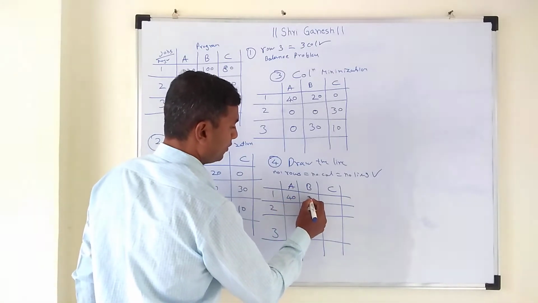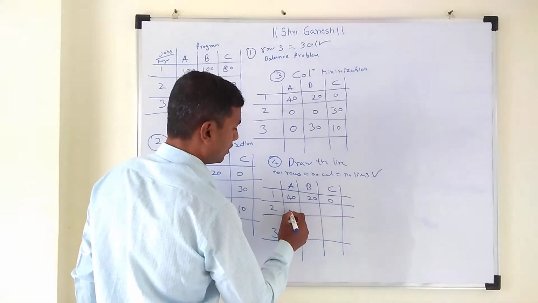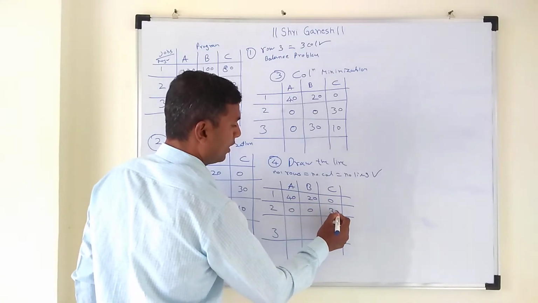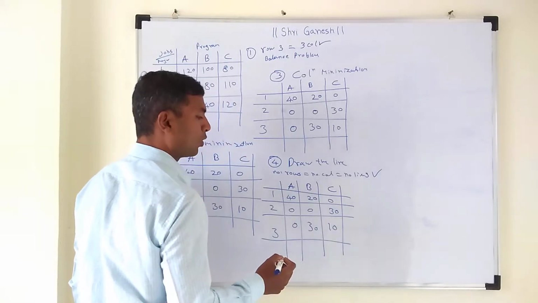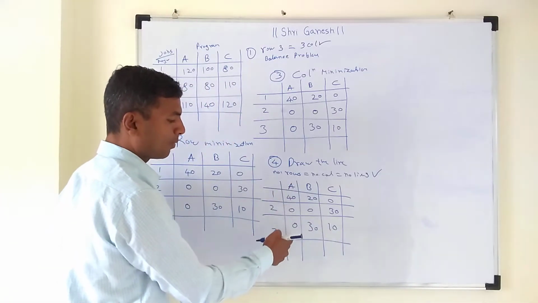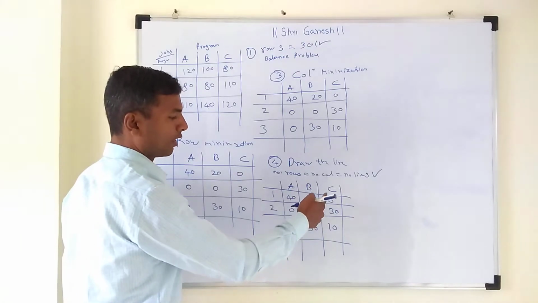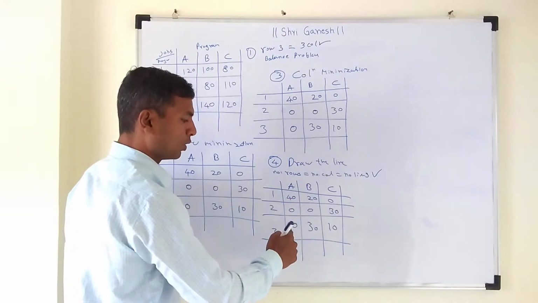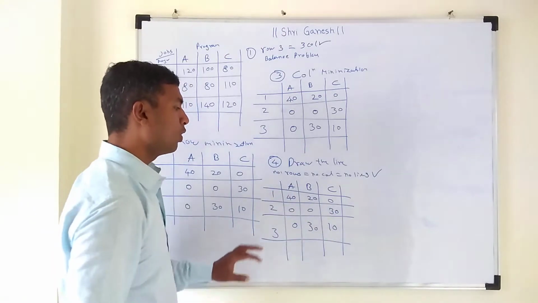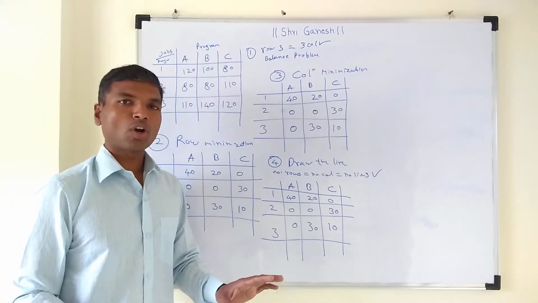Forty, 20, 0, 0, 0, 30, 0, 30, 10, right? Now how to draw the line? First, check in the first column how many zeros are there? 2. Second column 1. Third column 1. First row 1 zero. Second row 2 zeros. Third row 1 zero. So maximum zeros in which row or column is there?